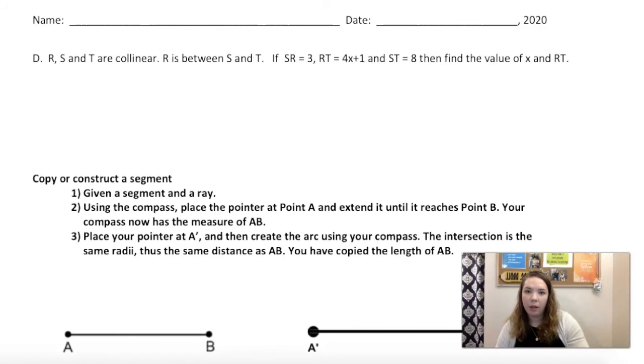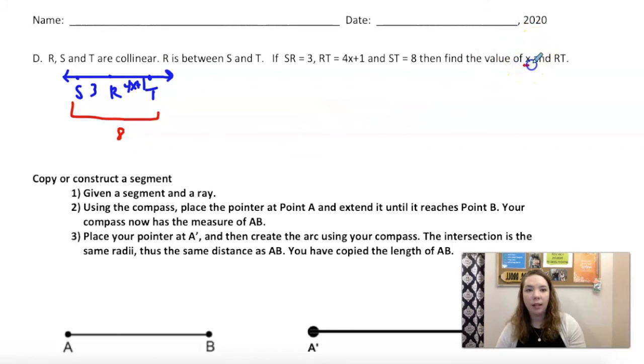All right, back of this page. So R, S, and T are collinear. So that means they're all on the same line. R is in between S and T. So again, I would highly suggest you putting or making a picture. R is in between S and T. If SR is 3 and RT is 4x plus 1, and ST is 8, then find the value of x and RT.